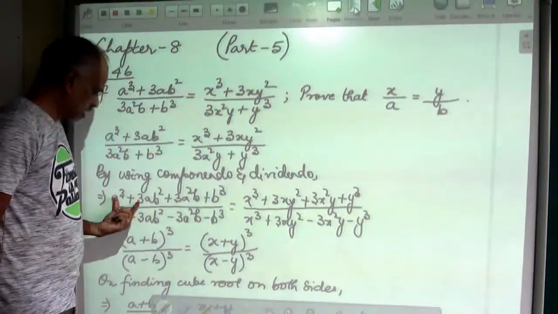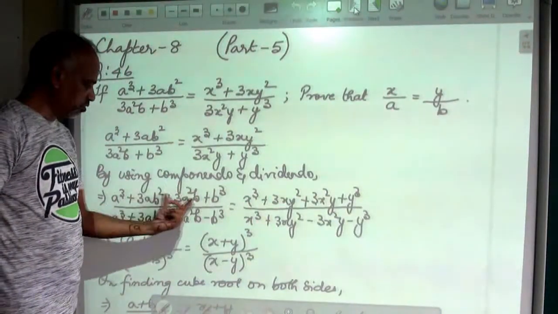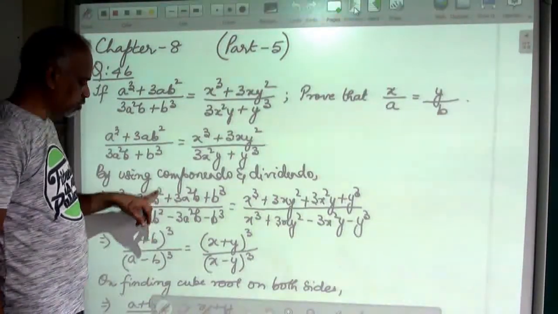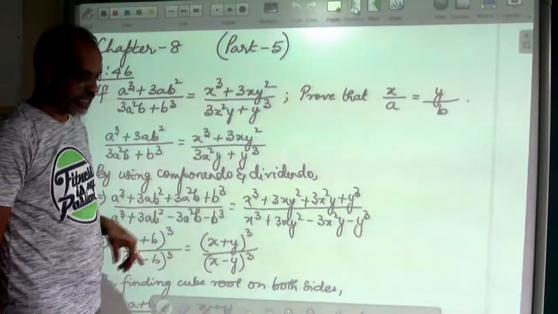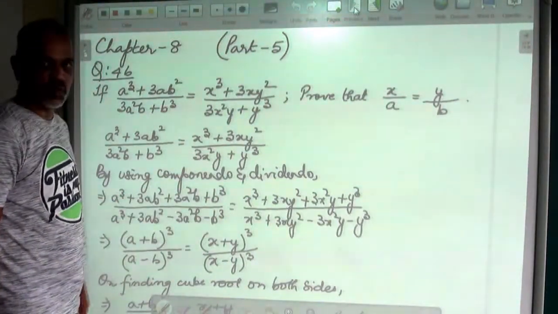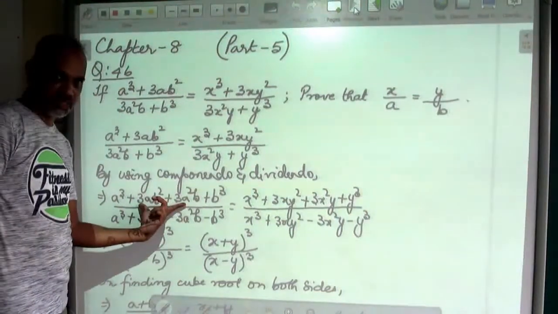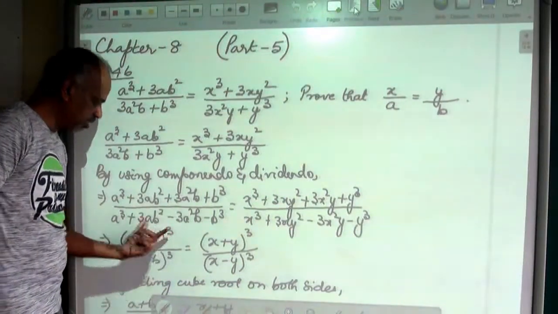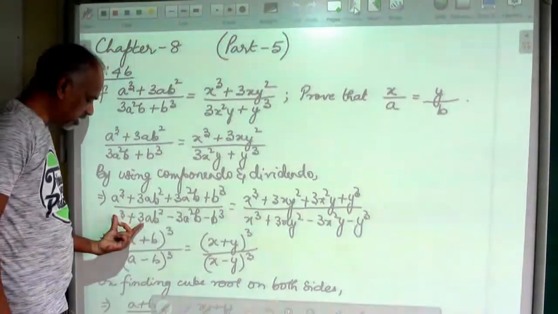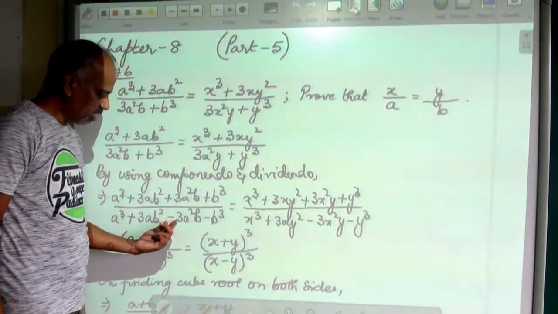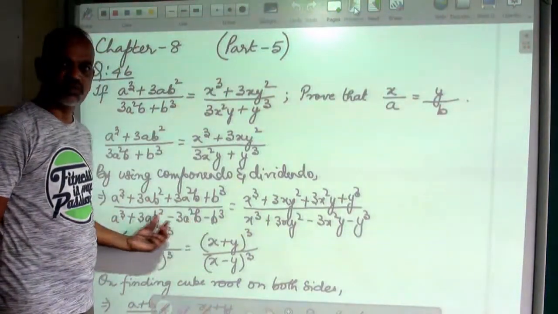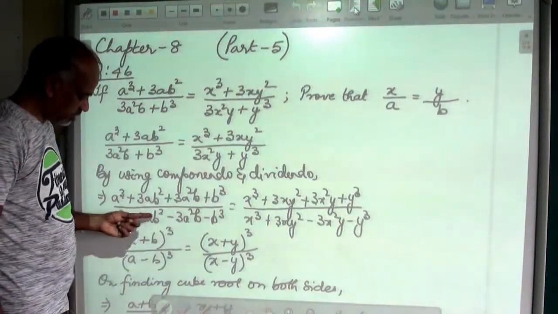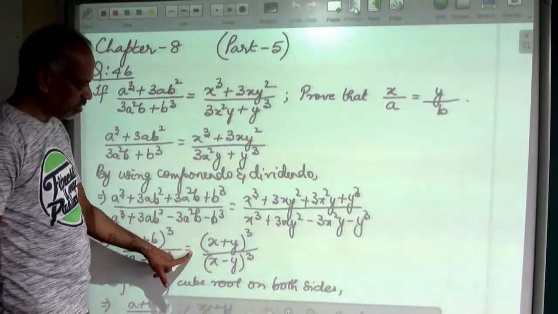Now if you notice, the four terms which are here are an expansion of something. a cube plus 3ab squared plus 3a squared b plus b cube is the expansion of (a plus b) whole cube. So instead of this I have written (a plus b) whole cube, and here in the denominator you have a cube plus 3ab squared minus 3a squared b minus b cube, which is also an expansion. This is the expansion of (a minus b) whole cube. So this becomes (a minus b) whole cube is equal to.